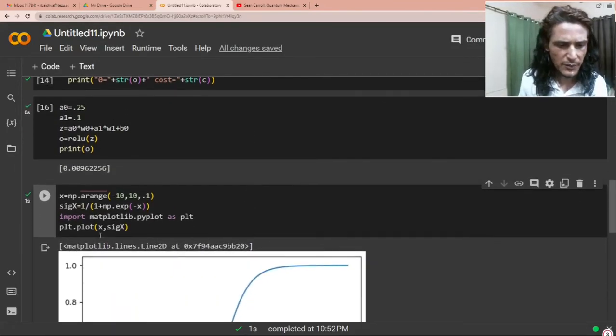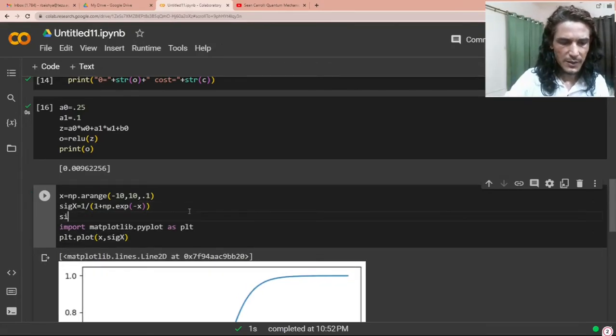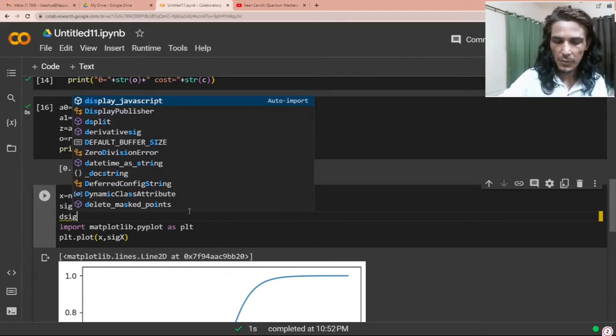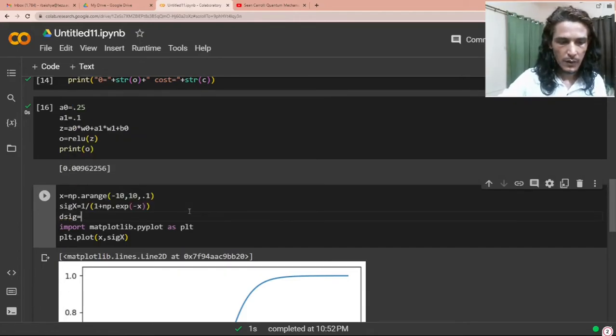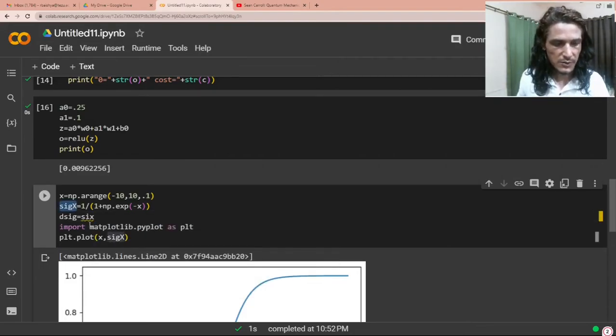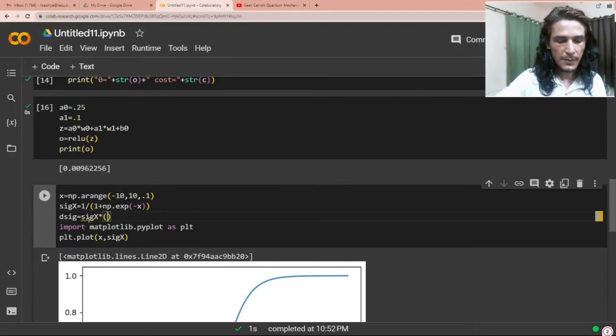Now we want to plot the derivative of this sigmoid, right? So how do you do that? Same thing. You can write derivative of sigmoid, so d sigmoid. The derivative of the sigmoid is equal to what? We know it is sigmoid of x, already computed, so I just want to use this value multiplied by 1 minus sigmoid of x.